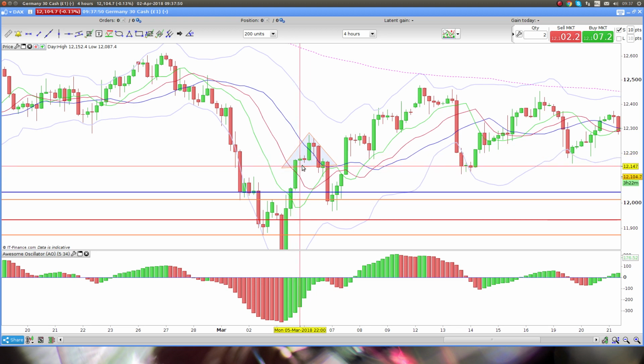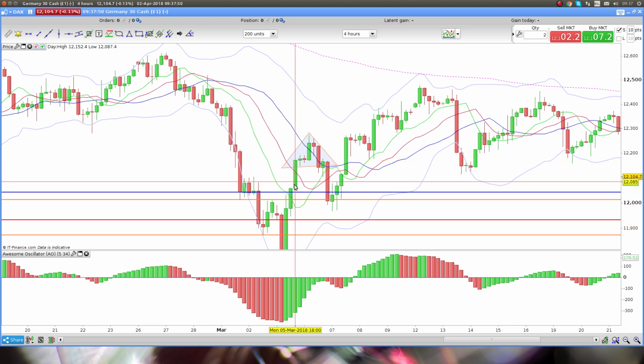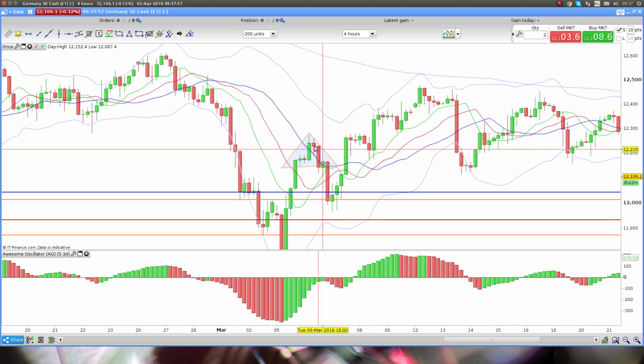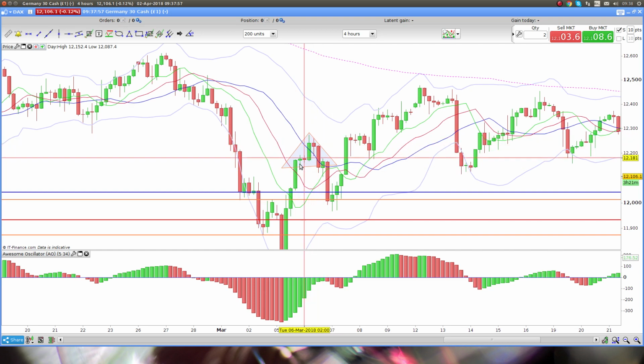I'm not worried about, sorry, the highs, not lows. I'm not worried about the bottom of the bars. I'm only worried about the top of the bars. Okay, and on the right-hand side, exactly the same thing. So there's a high, there's a lower high. So there is my fractal.